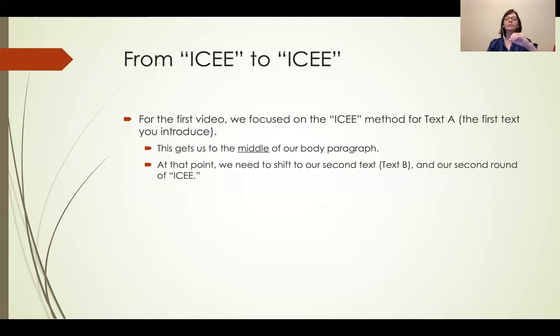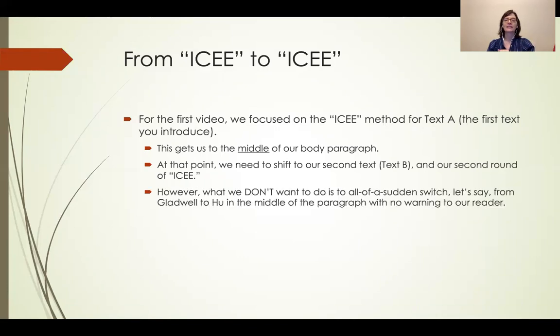At that point, in the middle of the body paragraph, we need to shift over to our second text, which we'll be referring to as text B, and to our second round of IC. What we want to keep in mind is we don't want to switch from one text to the other all of a sudden in the middle of the body paragraph. In other words, we don't want to just be talking about Gladwell and then randomly start talking about who. Your reader will be thinking, I thought this paragraph was focusing on Gladwell. What's who doing here? Why did we switch? They're going to be confused.